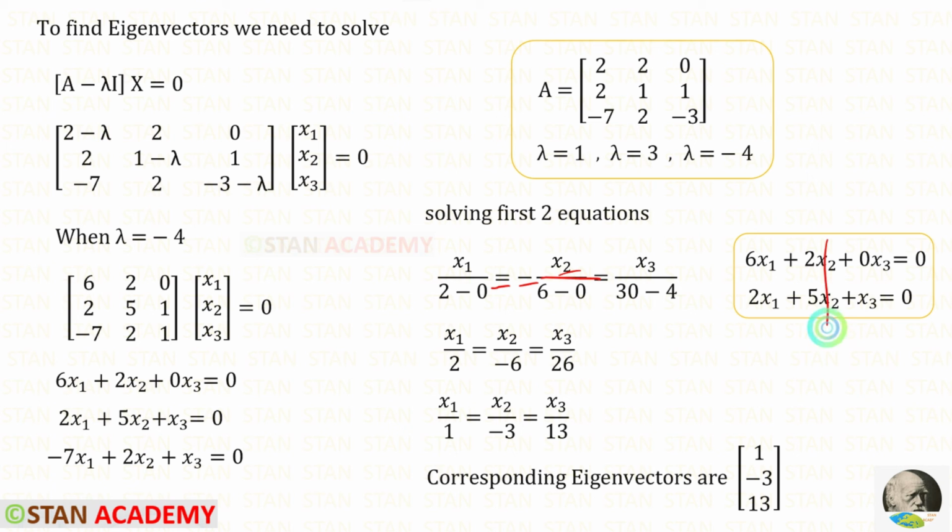upon, we need to cut these. 6 into 1 it will be 6, minus 2 into 0 it will be 0, is equal to x3 upon, we need to cut this. 5 into 6 it will be 30, minus 2 into 2 it will be 4. 2 into 1 is 2, 2 into 3 is 6, and 13 2 is 26. In this way we are getting the eigenvectors.